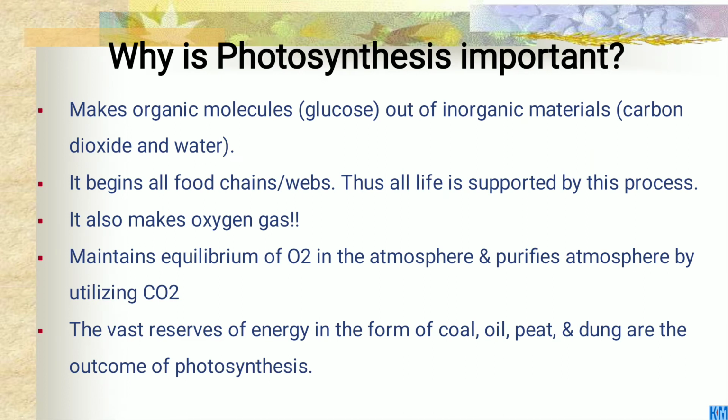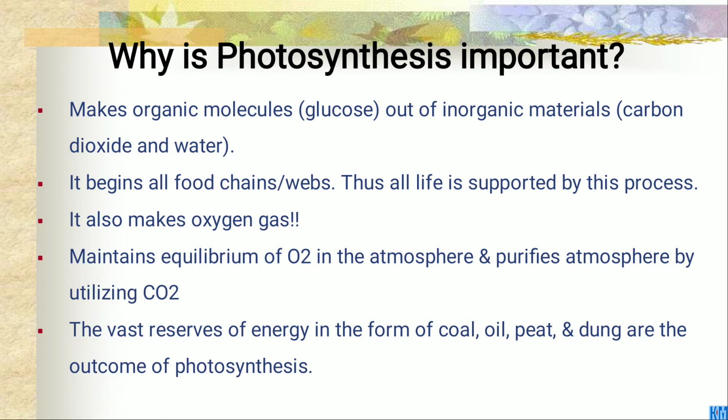What is photosynthesis? Definition of photosynthesis: photosynthesis is a vital physiological process wherein the chloroplasts of green plants synthesize sugars by using water and carbon dioxide in the presence of light. This is called photosynthesis.